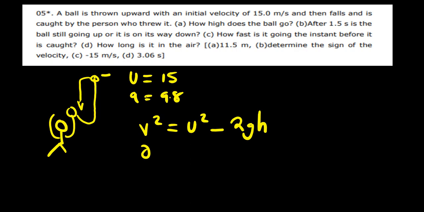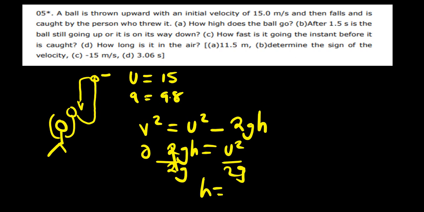Okay, so I'm going to say, what am I going to do? I can take this to the other side, so I'll have 2gh is equal to u squared. Then for me to remain with my height, I'm going to divide by 2g on both sides. Okay, so my height will just be u squared, which is 15 squared, divided by 2g.